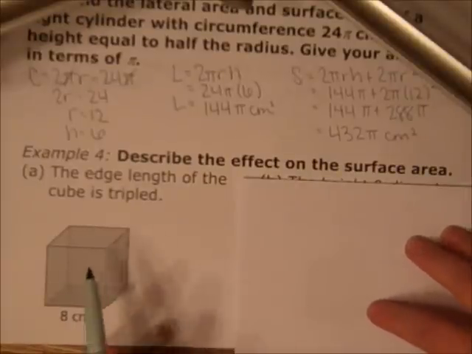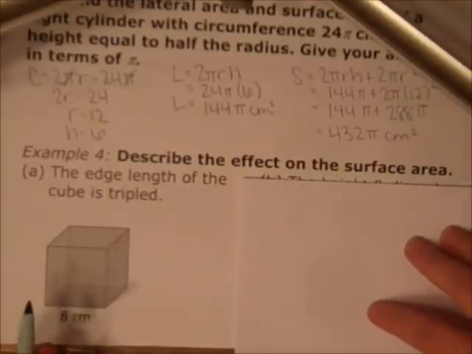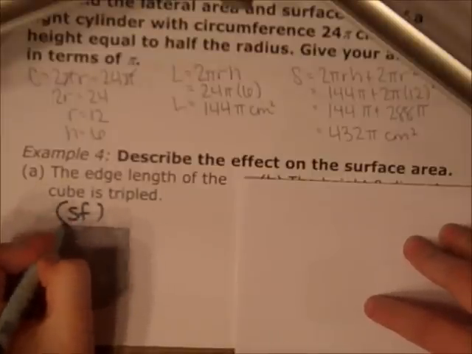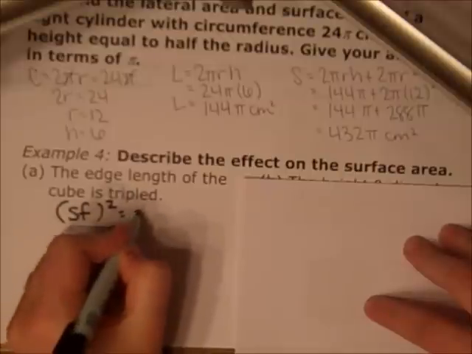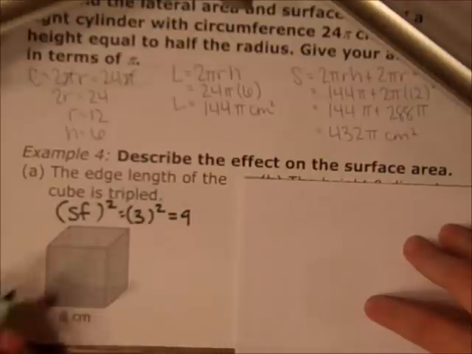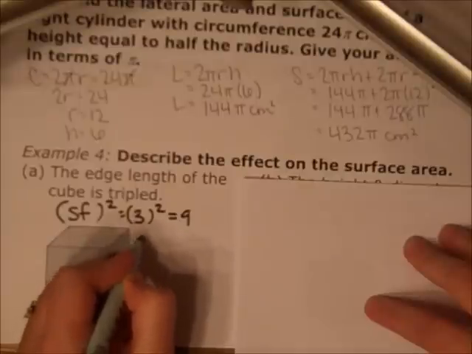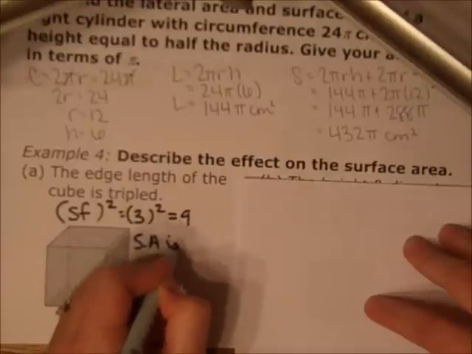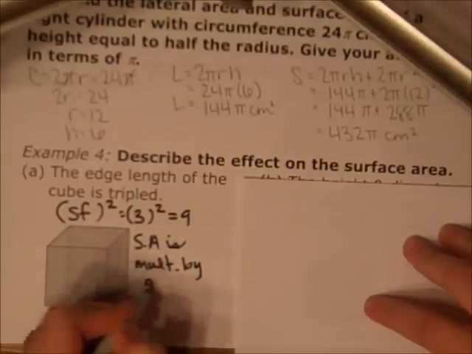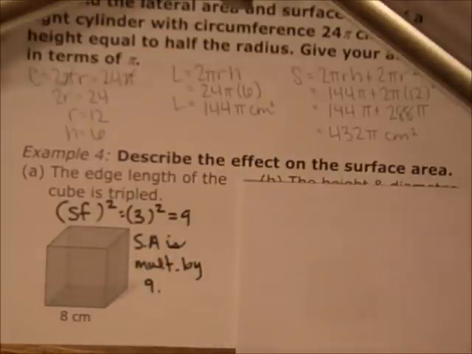Okay, so the edge length of a cube is tripled. What happens to the surface area? Well, we already talked about last chapter, surface area is the same as area. So we're going to take that scale factor and we are going to square it. So our scale factor is 3, squared is 9. So we're going to say the surface area is multiplied by 9, or the surface area is 9 times as large, however you want to say that.